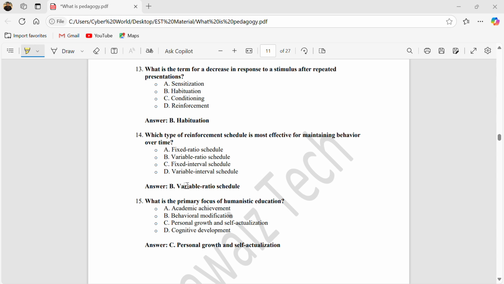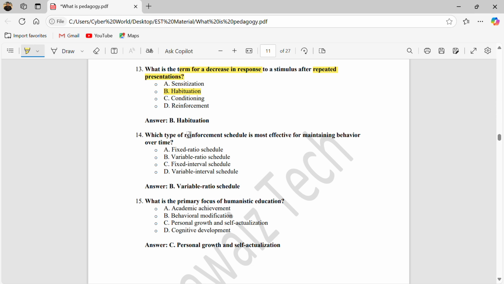What is the term for a decrease in response to a stimulus after repeated presentations? So what is the term? He's asking about the term for a decrease in response to a stimulus after repeated presentations. So this is called habituation. Habituation is basically the term for a decrease in response to a stimulus after repeated presentations.